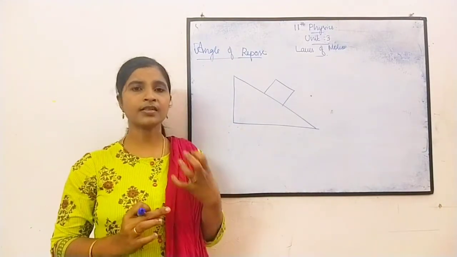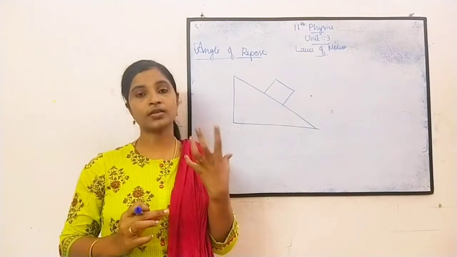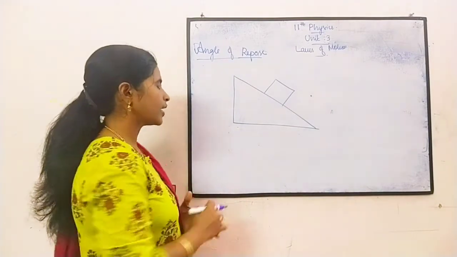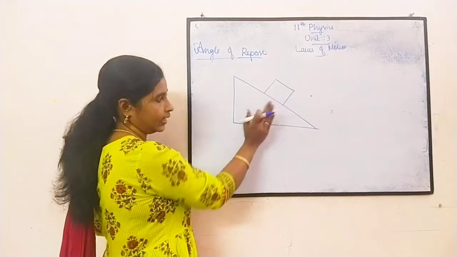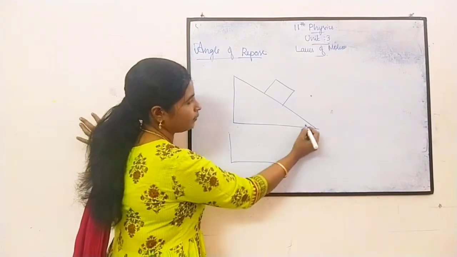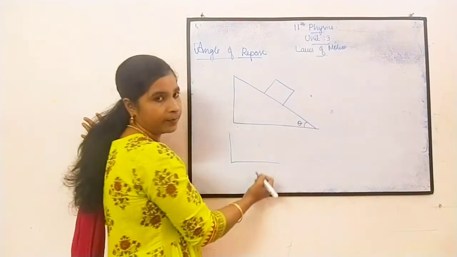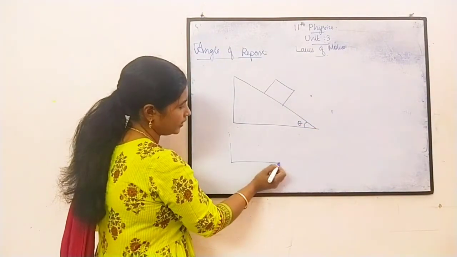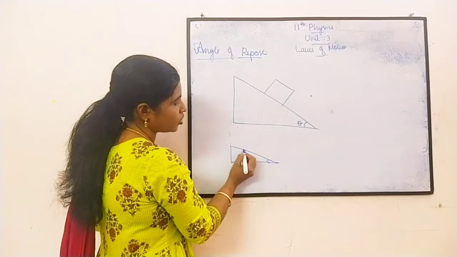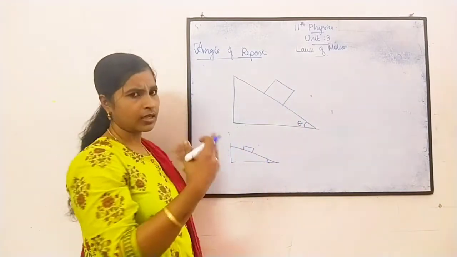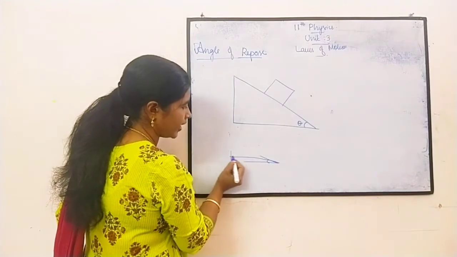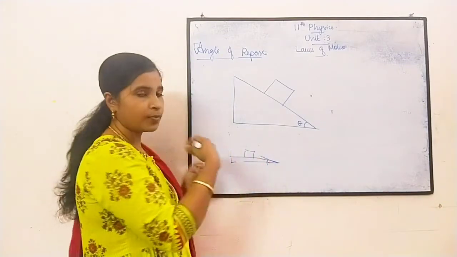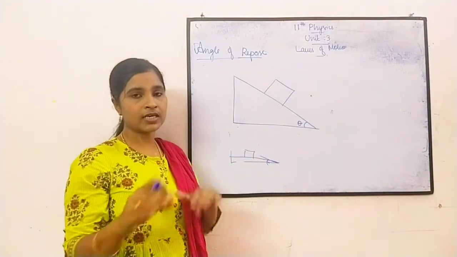So what is meant by angle of repose? Let us understand it first. Consider an inclined plane on which we have placed an object. The inclined plane is inclined at an angle theta. Suppose the angle is like this, the object won't slide. So based upon the angle only, the object will slide.